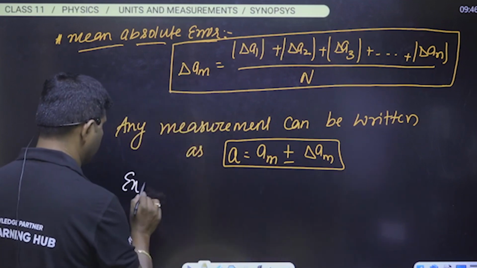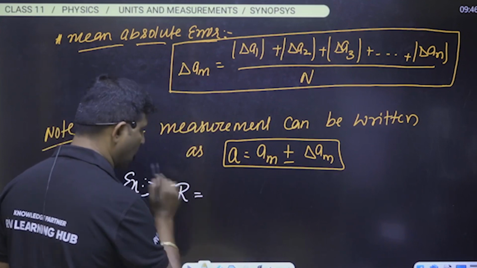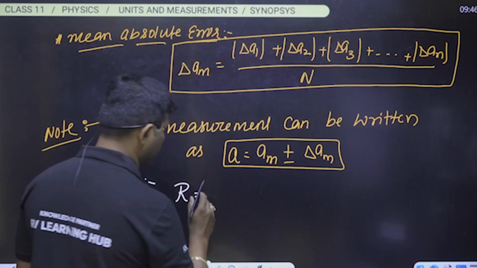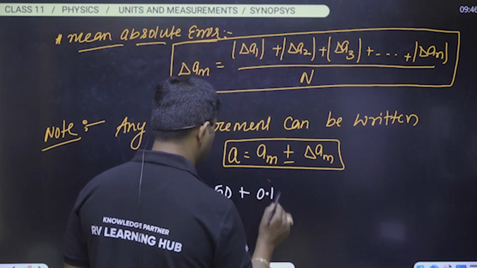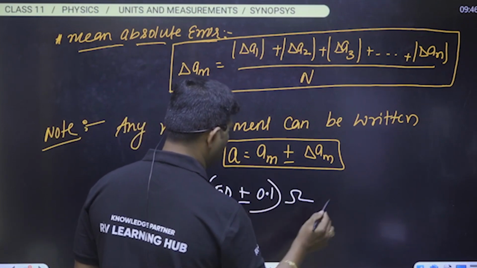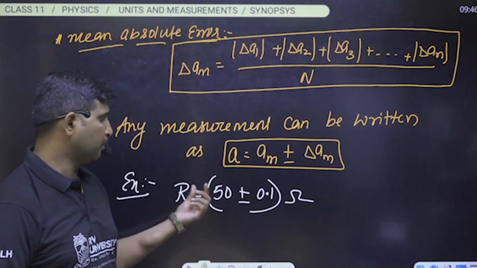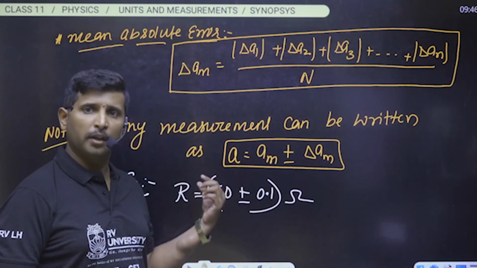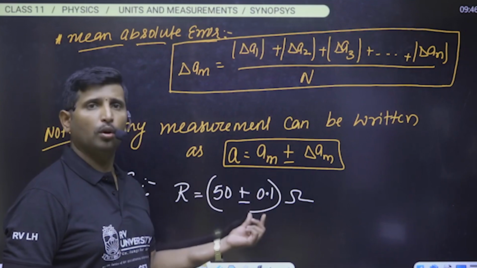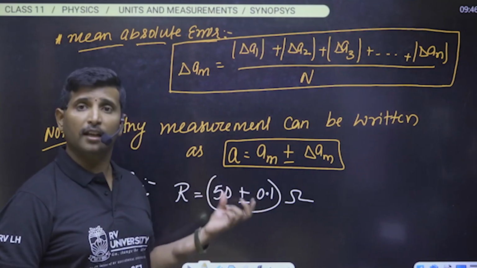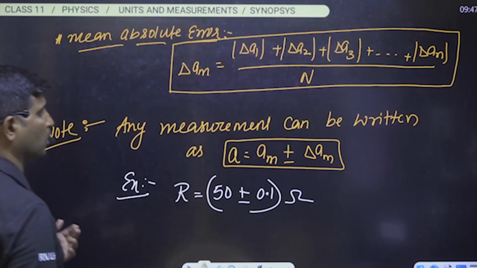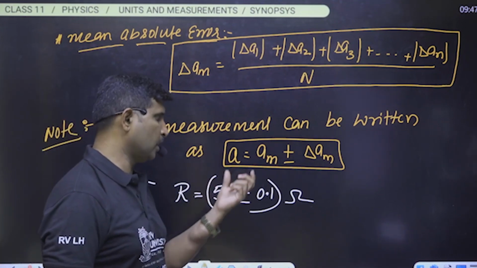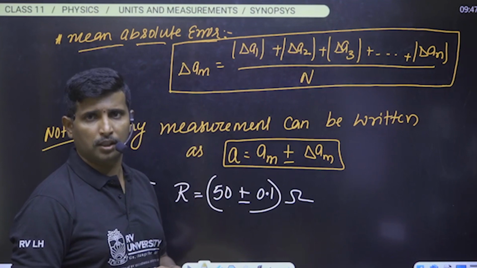For example, the resistance of a resistor can be written as 50 plus or minus 0.1 ohm. Is it right? 50 represents the mean value of the resistance, and 0.1 represents the error in the measurement of the resistance. Like that, we have to think and analyze the meaning of the symbol.